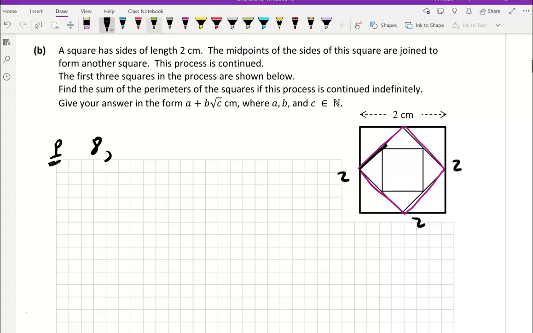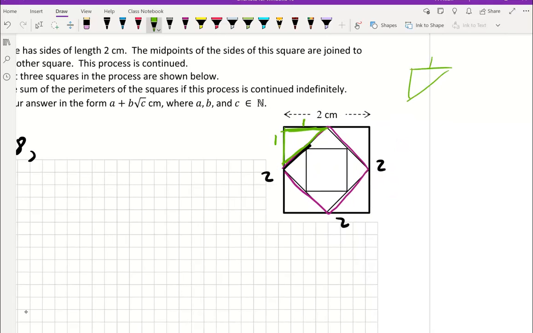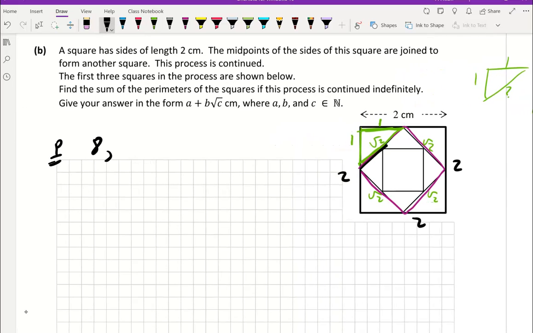So what's the next perimeter going to be? I've got my square outlined in purple here, but if we just focus on this green right angle triangle here, we know that this is 1 and this is 1, so we can use Pythagoras' theorem. We're looking for this side here. The hypotenuse squared is equal to 1 squared plus 1 squared, so the hypotenuse is equal to root 2. So I have root 2, root 2, root 2, and root 2, so my second perimeter will be 4 root 2.